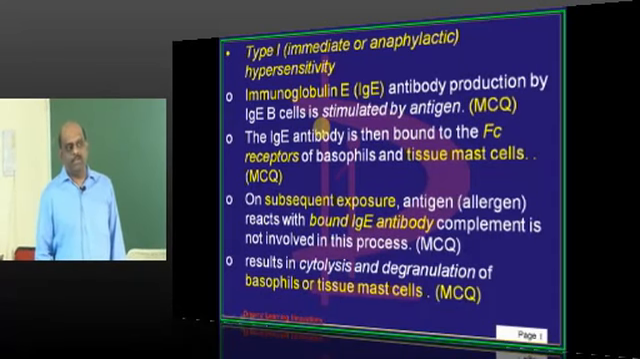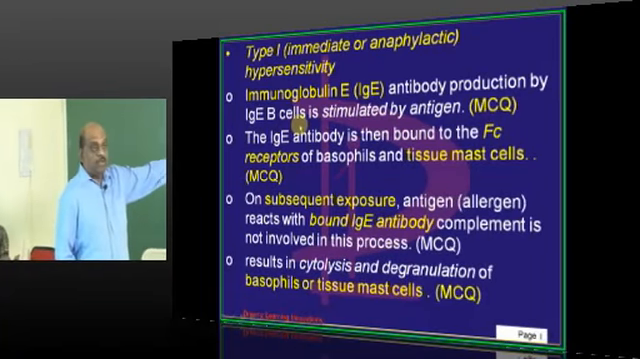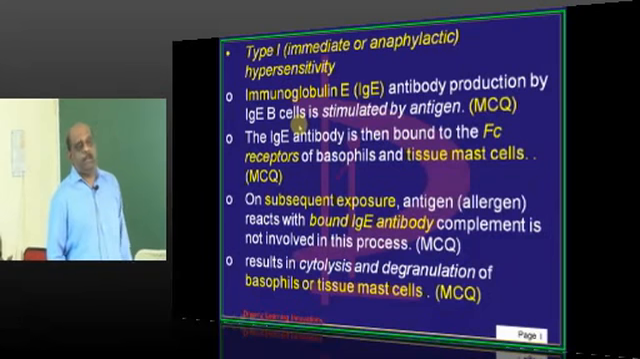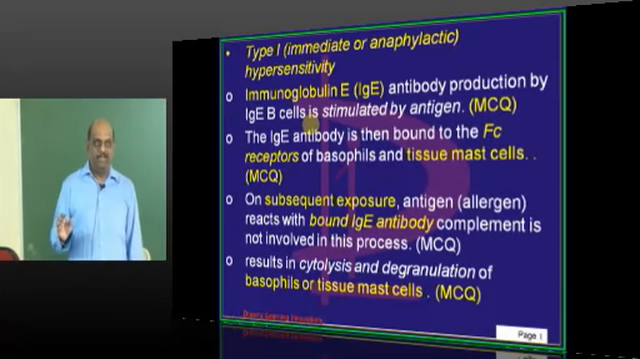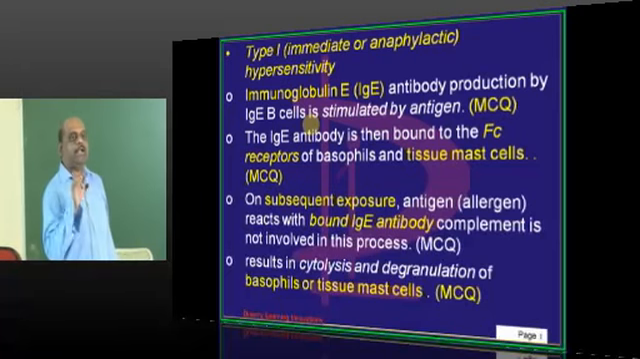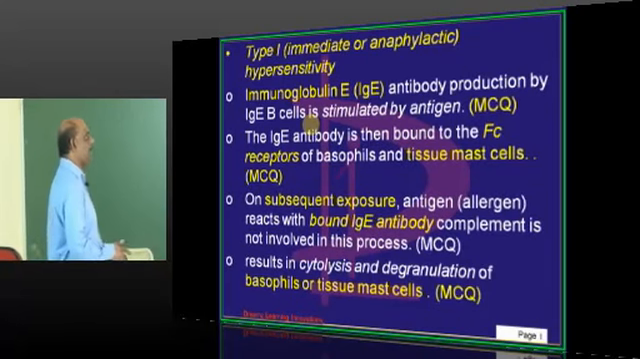Who produces immunoglobulin E? Any immunoglobulin is basically produced from B cell, plasma cell. Then when will B cell produce it? There is an allergen or an antigen which stimulates the B cell to produce the immunoglobulin E, which is the central immunoglobulin for the type 1 hypersensitivity reaction. This is what needs to be remembered.